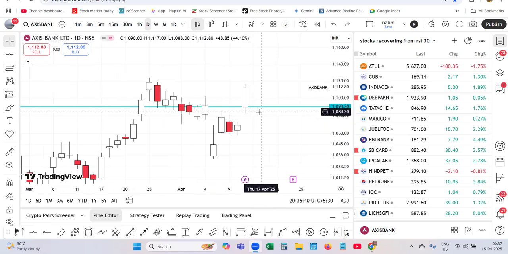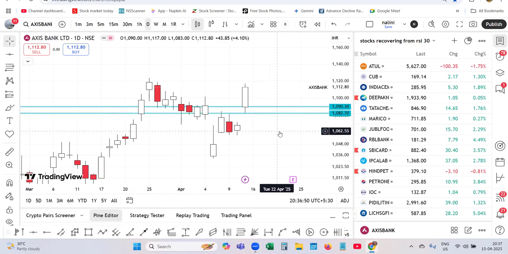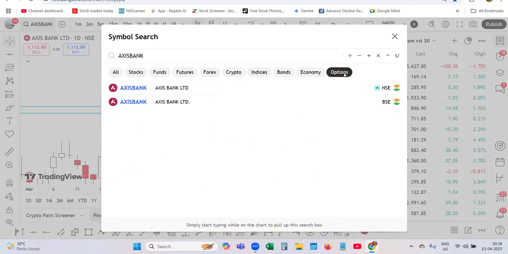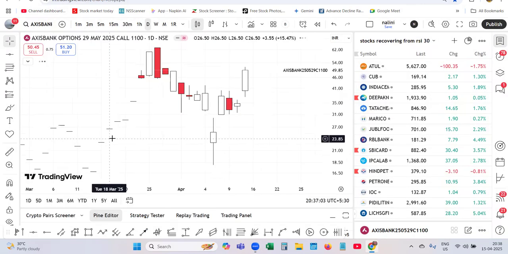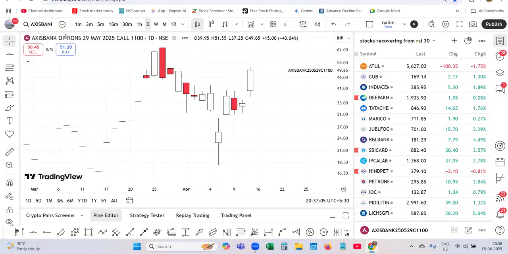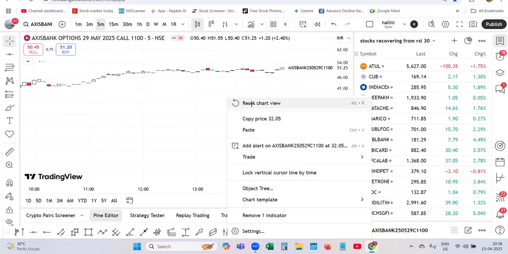Let me go to the Axis Bank underlying stock. It opened around 1087. Remember that. 1087 and the low is 1082. Okay, I'll take you to the option chart. Axis Bank 1100 call option. Let me change the time frame to 5 minutes.